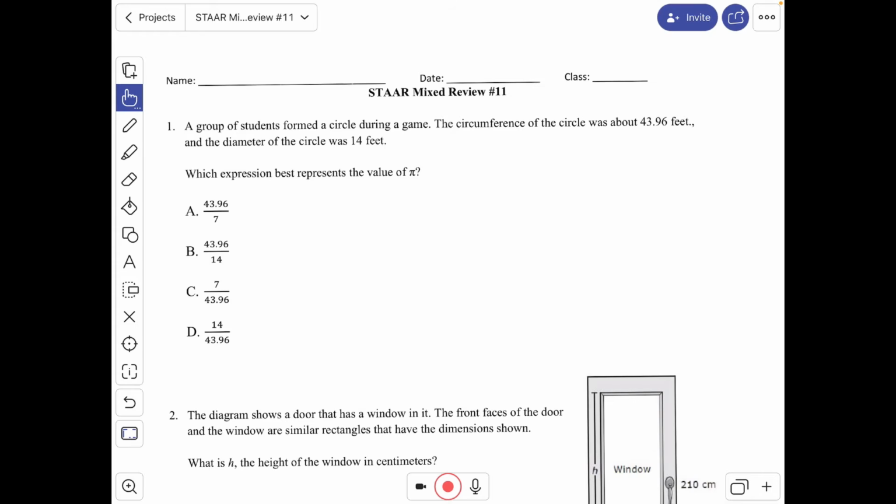Today we're covering STAAR Mixed Review number 11. And today I'm just going to give you some hints and you're going to figure out what you need to do. Number 1, a group of students formed a circle during a game.